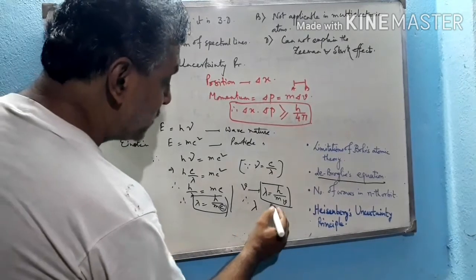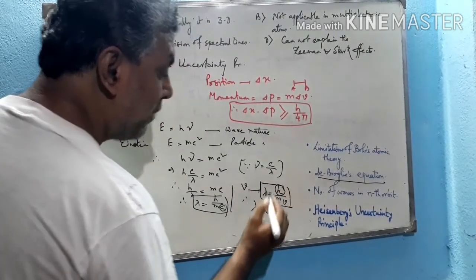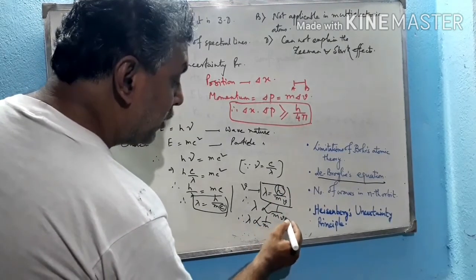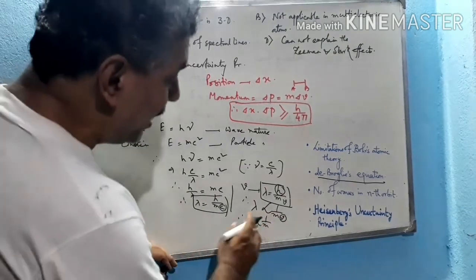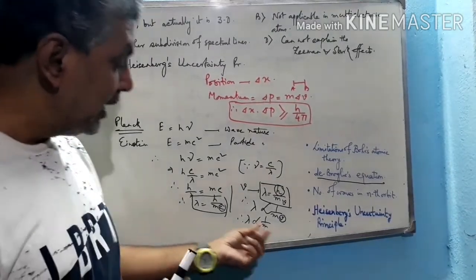Therefore, lambda is proportional to 1 by mv. Because h is constant here, we know that it is Planck's constant. So whenever v is constant for a particular particle, lambda is proportional to 1 by m. That means with the increase of the mass, lambda decreases.